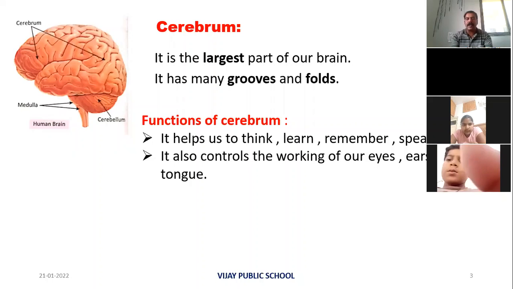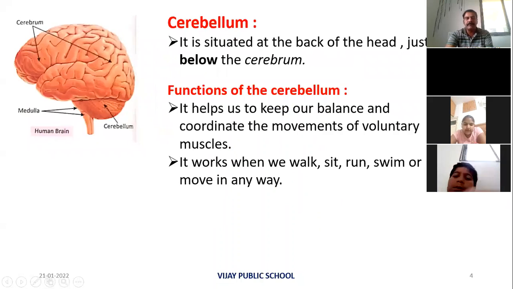It also controls the working of our eyes, ears, nose, and tongue. Because all these parts, eyes, ears, nose, and mouth, are close to our brain, they are all connected to the cerebrum. So the cerebrum controls the working of eyes, ears, nose, and tongue. Is that clear? So you have to remember the functions of the cerebrum. Let us go to the next one.